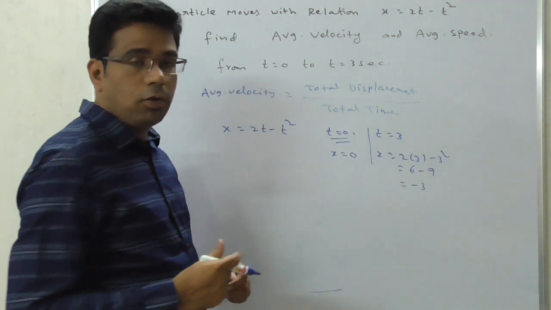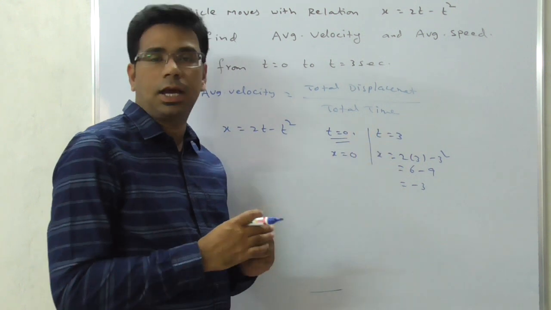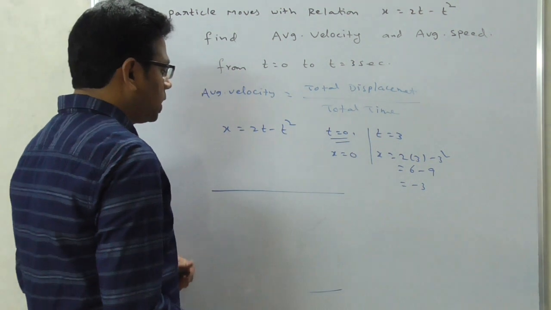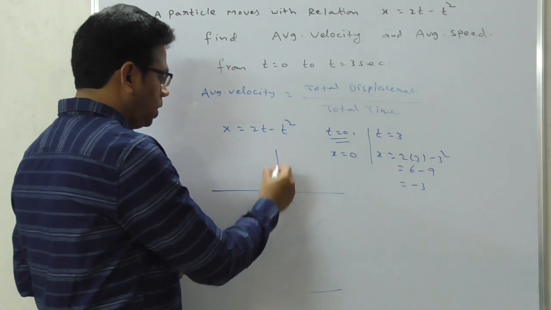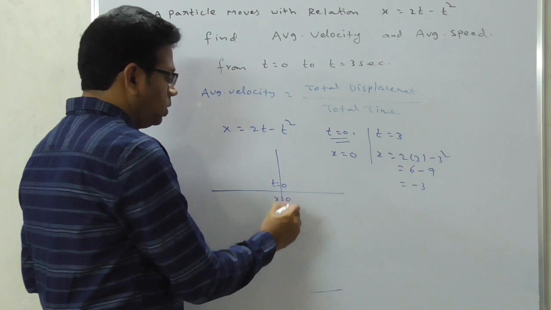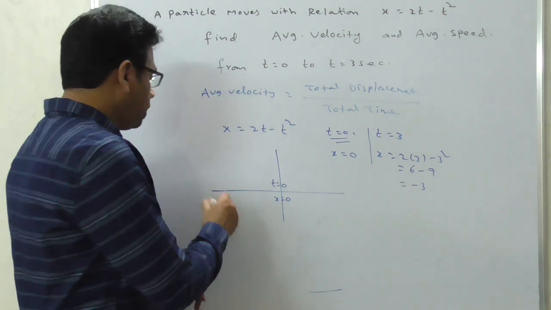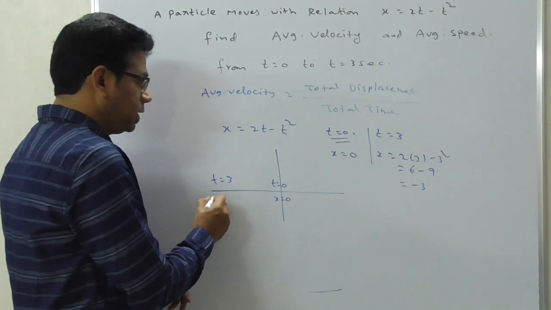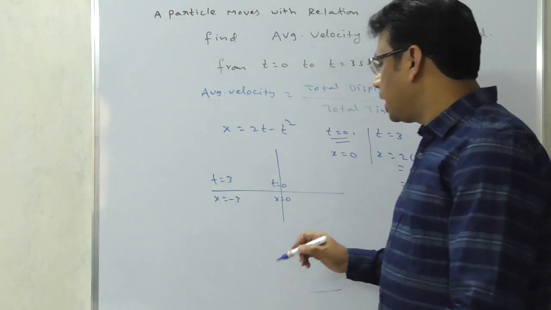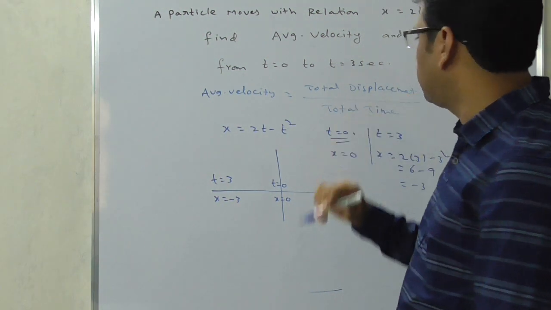That means at t equal 0 second, x is at 0, and at t equal 3 seconds, x is at minus 3. Right? So now, what is the position here? At t equal to 0, x is at 0, at the origin. At t equal to 3, where is x? x is equal to minus 3. Right? So here, what is average velocity? That is total displacement by total time.